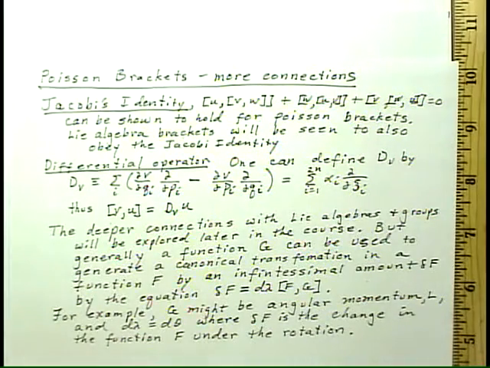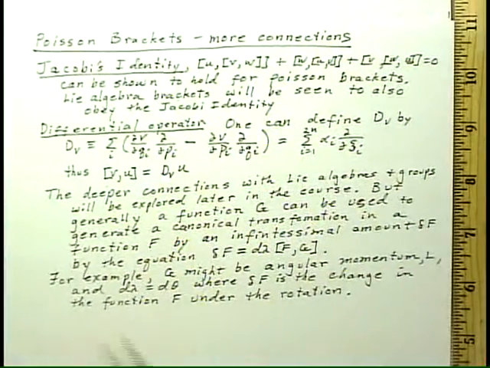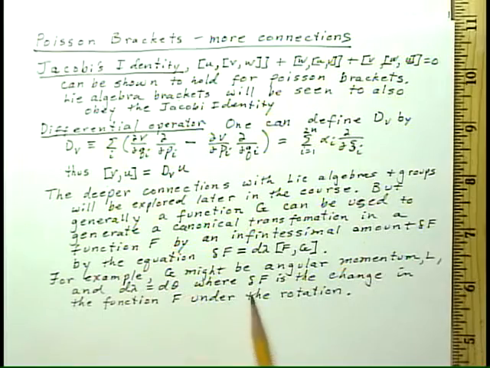Now, if we think about what that means, it means we could take any function that we use in classical mechanics and use something like the Hamiltonian to generate how it would change in time, or the angular momentum to generate how it would change under a rotation, or the momenta p to understand how it would change under a translation. So, for example, g might be angular momentum, and in that case the delta lambda would be delta theta, and delta f would be the change in that function under the rotation.